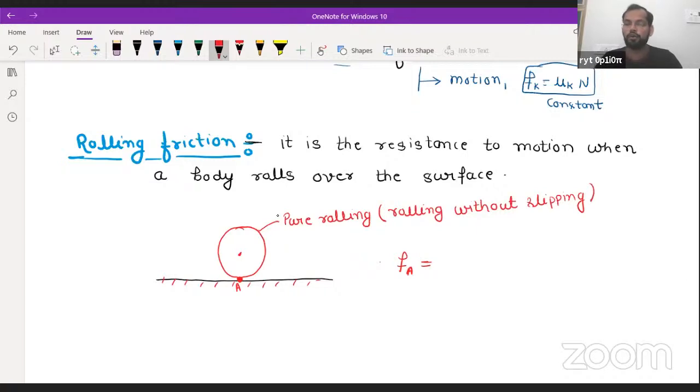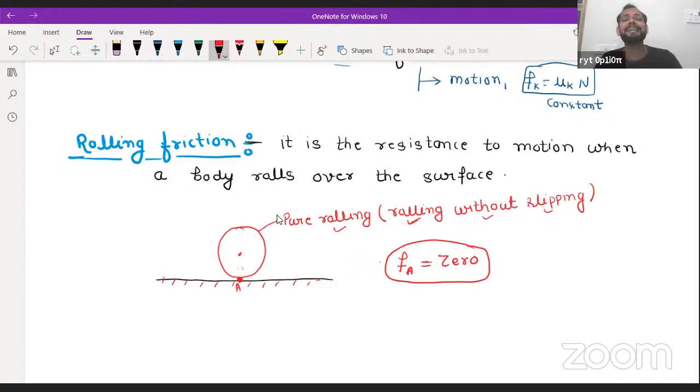0. So when I am saying 0, very good. In that condition, the magnitude of sliding friction will be 0. Why will it be 0? Because when the body is in pure rolling motion, it is also known as rolling without slipping. That means there is no relative motion between the surface and the body. If there is no relative motion, there is no tendency of motion. So if there is no tendency of motion, then sliding friction is equal to 0.